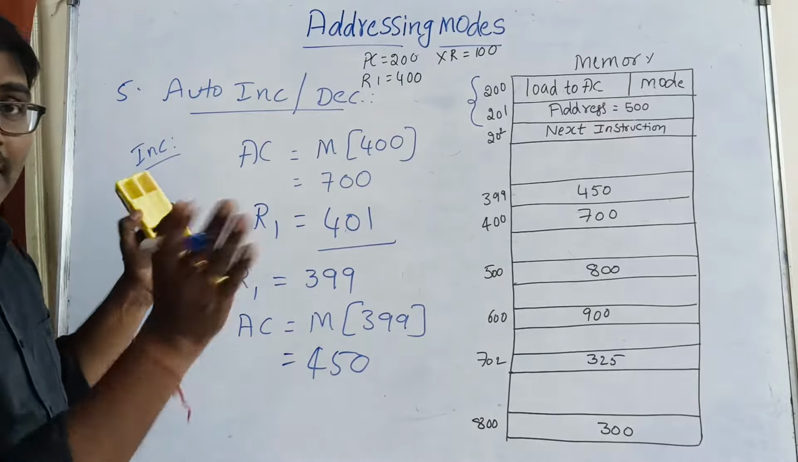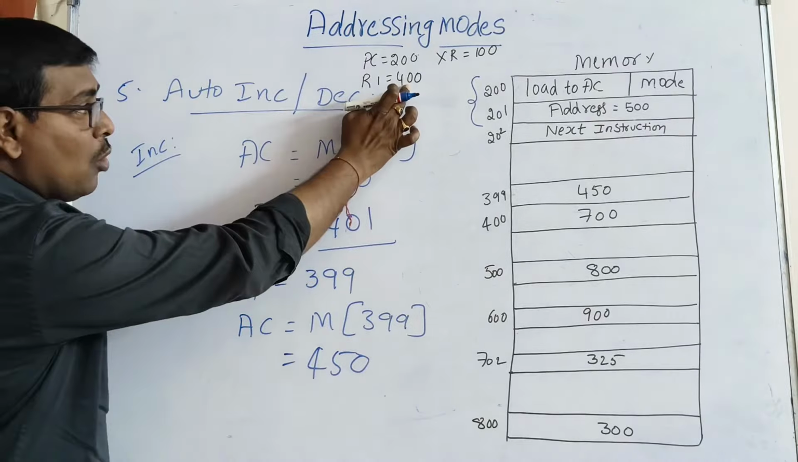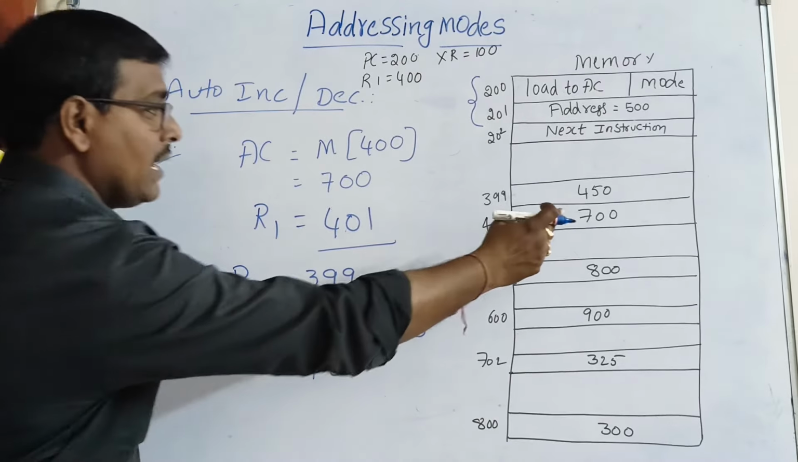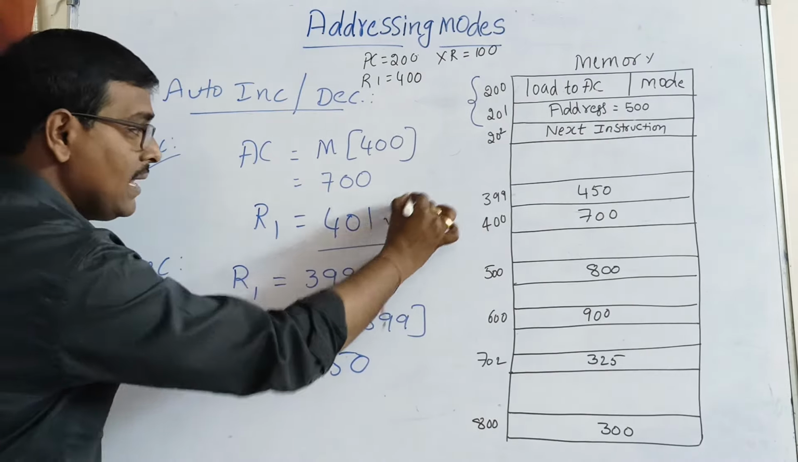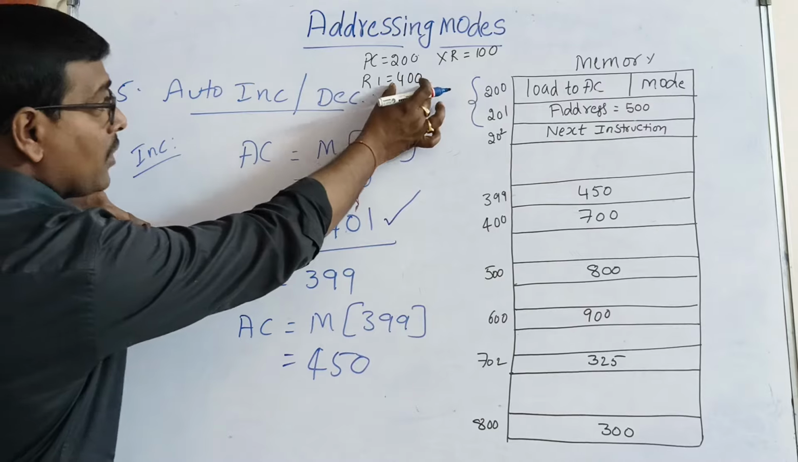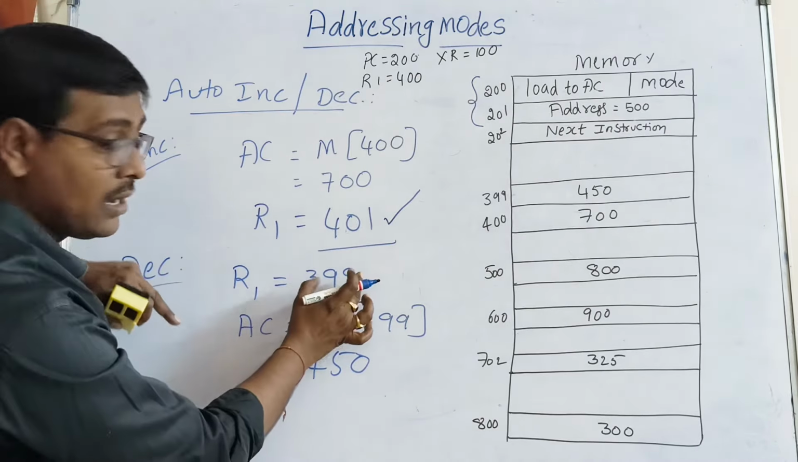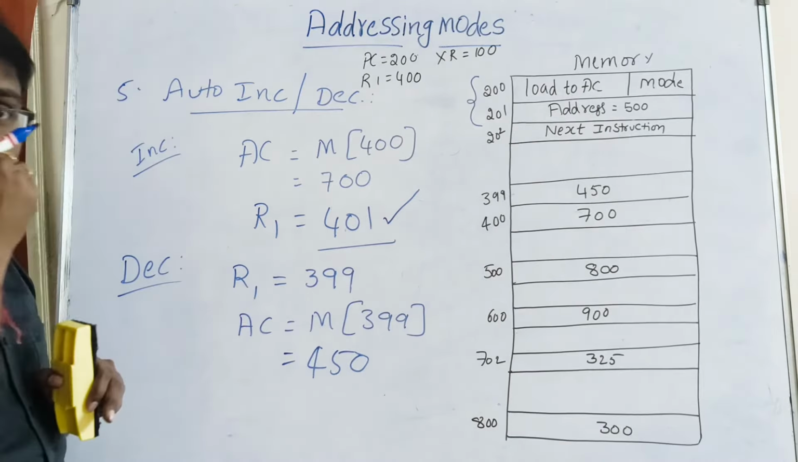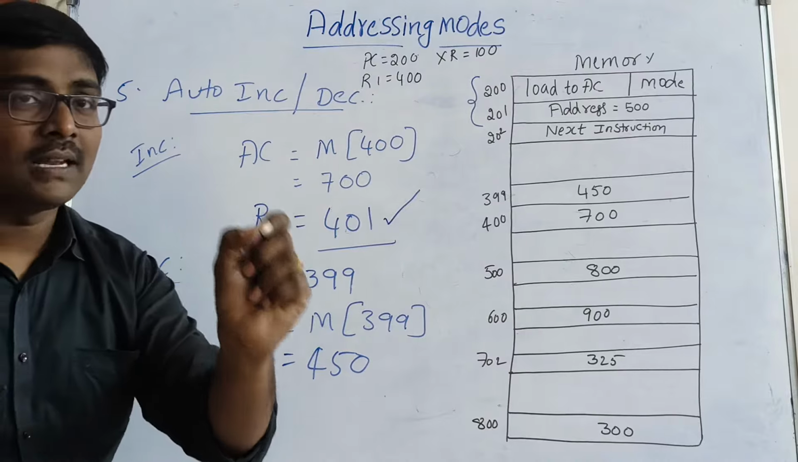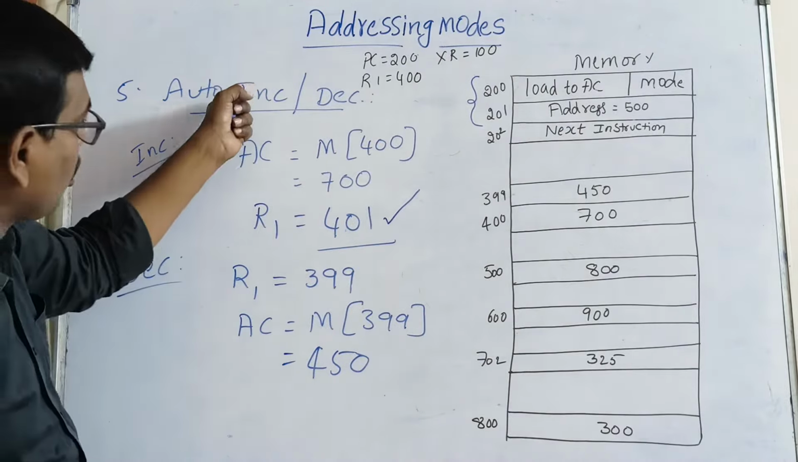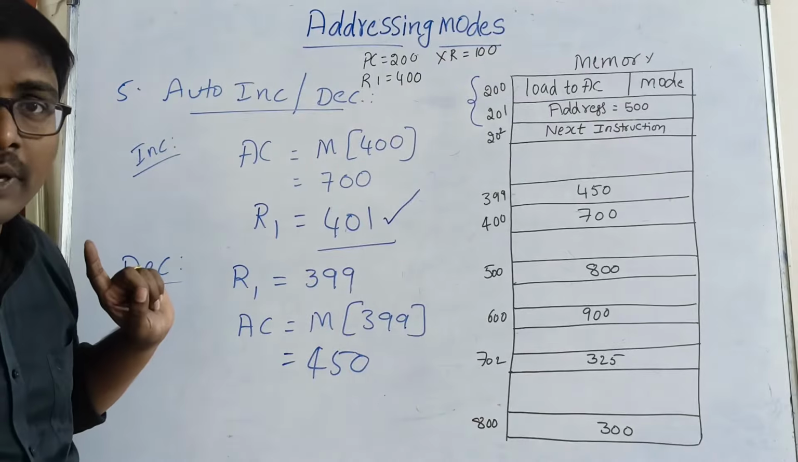Understand the difference? In the increment, we first go to this location like register indirect and get the operand, and then increment the value. Suppose it is a decrement, first decrement the register value and go to this location, and this is my operand. Clear? These are the things related to register, register indirect, auto increment and auto decrement.